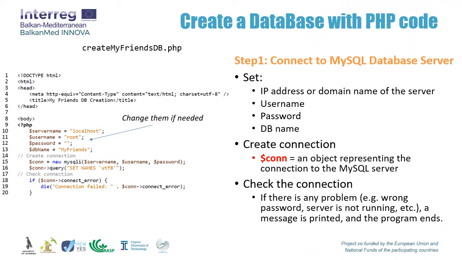The first step when we want to work with DBs is to connect to the database server, in our case the XAMPP MySQL server. Set the IP address or domain name of the server, the username and password to access the server, and a DB name. Connect with the DB server and check the connection. If there is any problem, for example a wrong password or the server is not running, a message is printed and the program ends. For simplicity, we used user root with no password. If you want to change the user or the password, please edit the 2 PHP files in these lines.